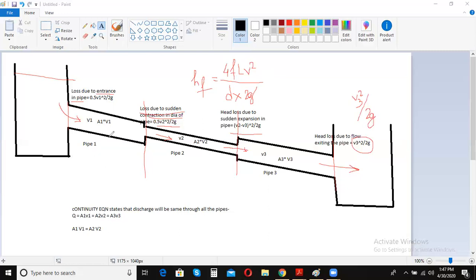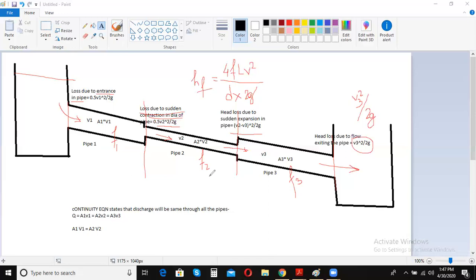We have 3 different coefficients of friction for 3 pipes. For this we have F1, for the second one we have F2, and for the third one we will be having F3. So you have to calculate the head loss due to friction in these 3 different pipes using this formula thrice, right? So we are having 3 types of major energy losses.